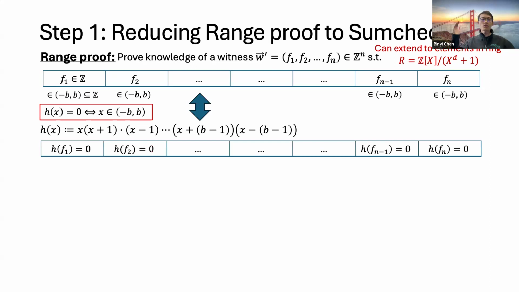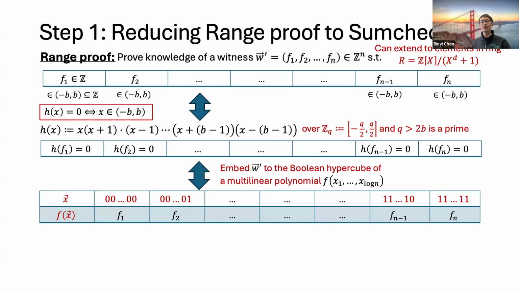And that means now we can translate this to argue that for every entry fi, h evaluated at fi is 0. And we can also replace this integer arithmetic with prime field arithmetic, and the argument will still hold true as long as the prime modulus of the field is large enough.